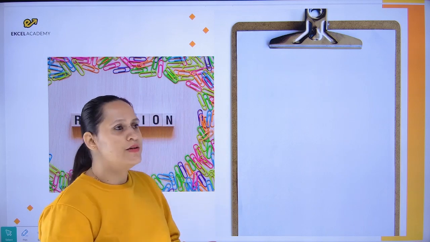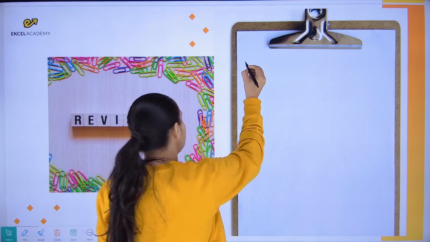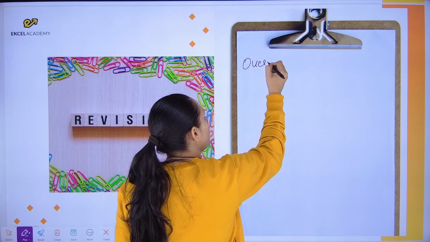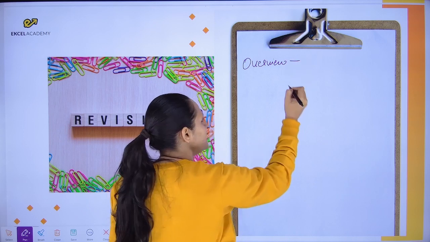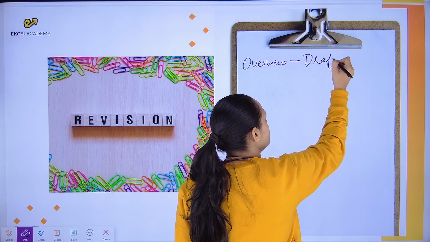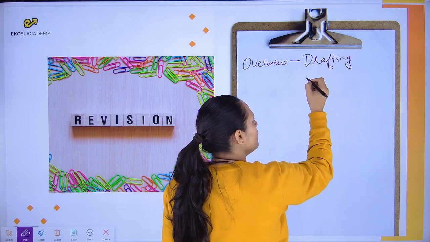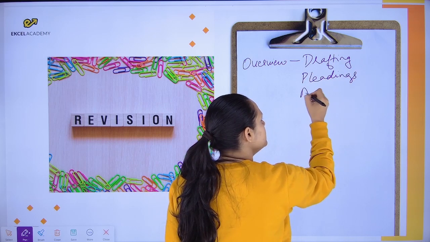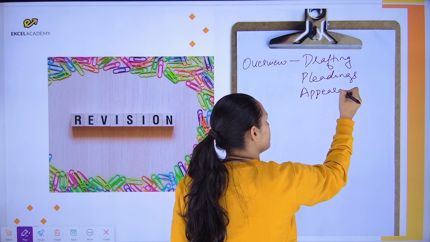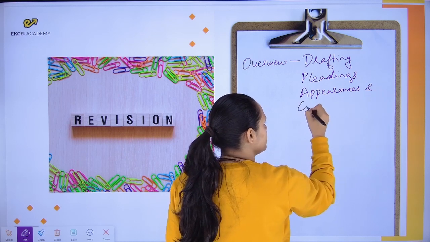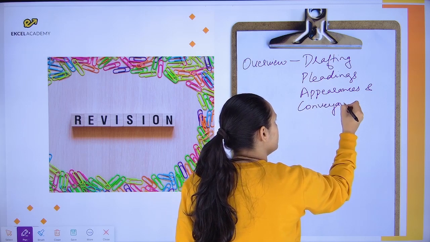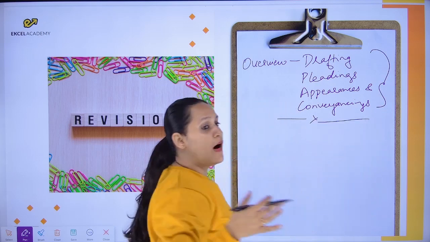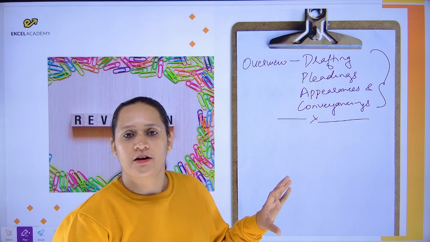So we began the previous session by seeing the brief overview of the subject. When we saw the overview, we saw certain important terminologies: what is the meaning of the term drafting, what is the meaning of the term pleadings, appearances and conveyancing. These terminologies lay the foundation for this entire subject.